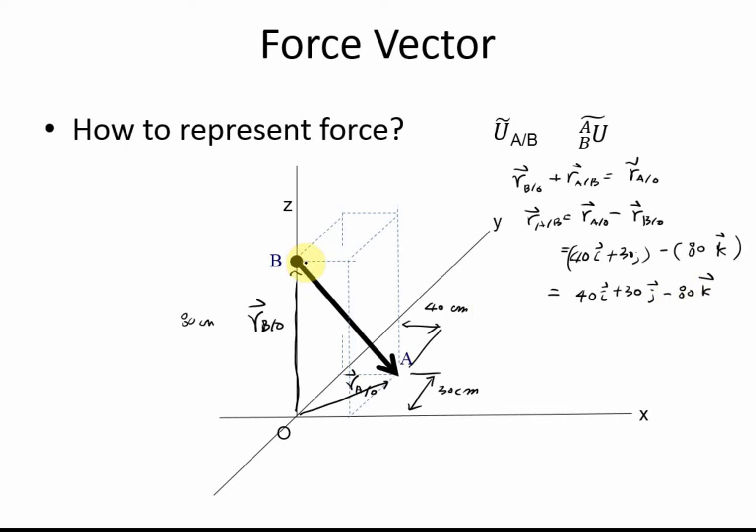And then what's the length of this vector? I want to get this magnitude. Okay, so if you get the magnitude, that's the square root of 40 squared, 30 squared, and 80 squared. So this one becomes 94.3 centimeter. So that's the length of this vector.